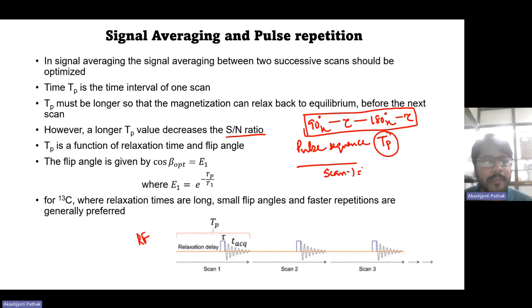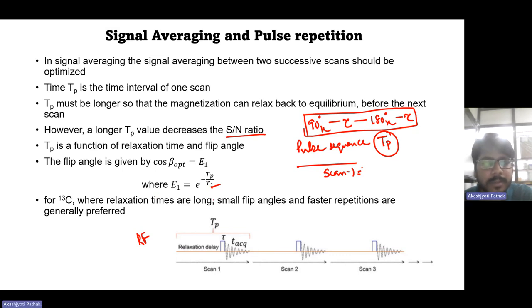And how can we optimize this TP value? TP value is dependent on two factors. One is the relaxation time and another is the flip angle. In relaxation time, it is dependent on T1. The flip angle is given by cos beta optimal equal to E1. So beta optimal is the optimal angle that can be set for setting this TP value. And this is given by cos beta optimal equal to E1, where E1 is e to the power minus TP by T1.